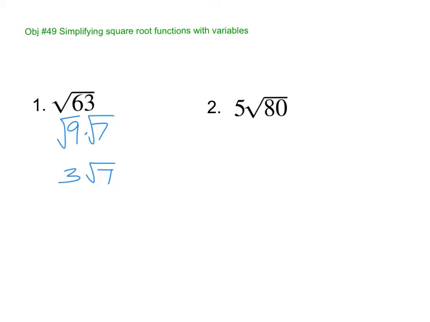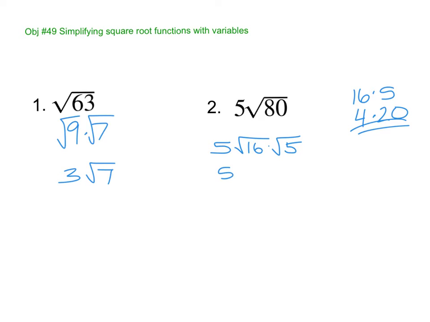Number 2, now be careful here because you have 16 and 5, which is the answer, but then you have 4 and 20. So if you use 4 and 20, be careful because that's not right. So you get 5 and then the square root of 16, the square root of 5. Remember when things are touching, that's multiplication. So 5 times 4, so we get 20 root 5.